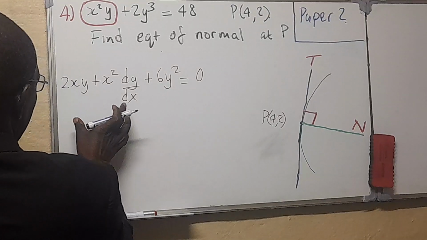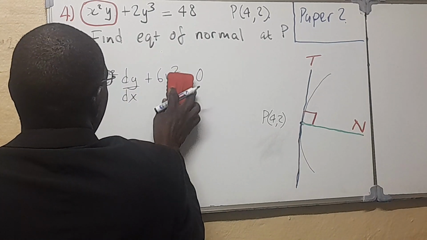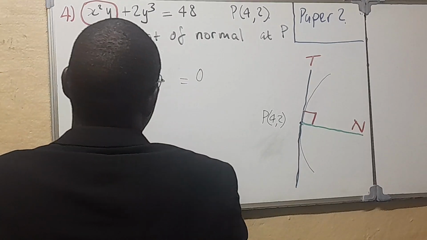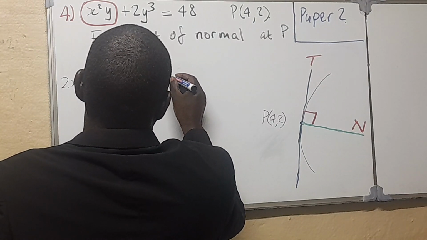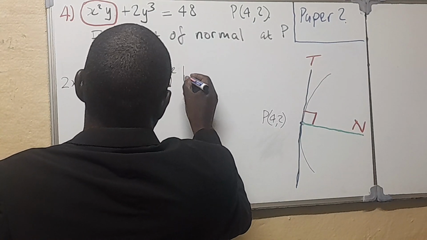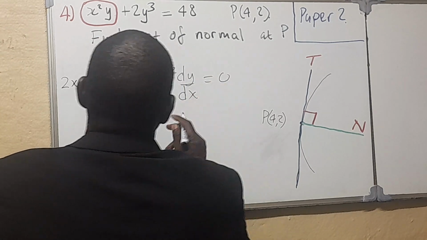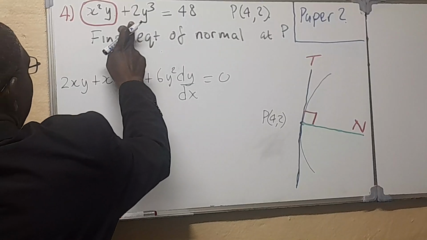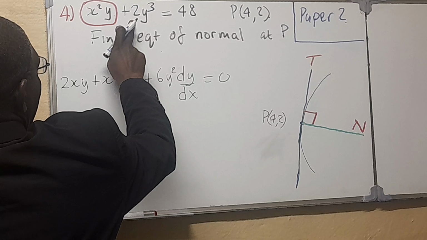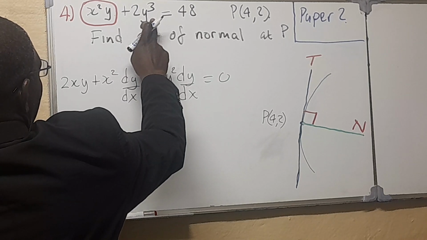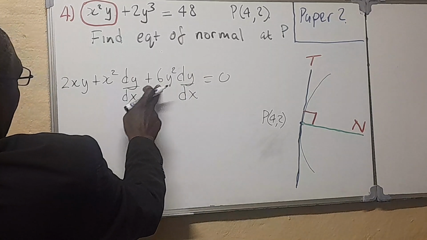Sorry, we left a dy/dx here. I beg your pardon. It's 6y squared dy/dx, equal to 0. Let's get that right. We are differentiating this implicitly. It's 3 times 2, which is 6. And differentiating y cubed with respect to x gives us y squared dy/dx, which is 6y squared dy/dx.